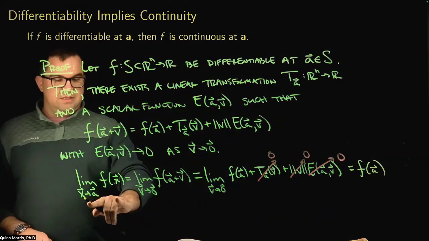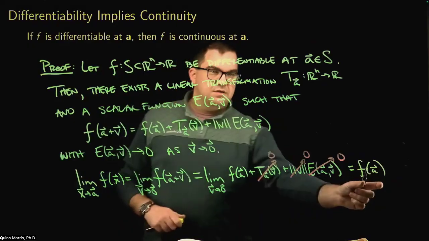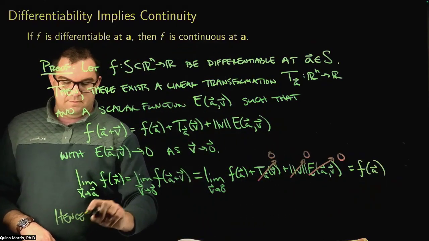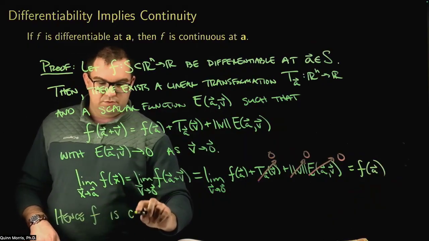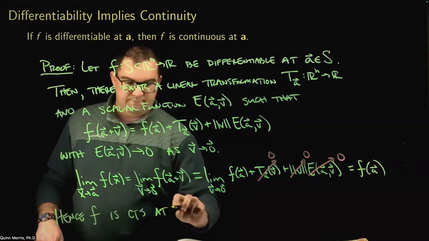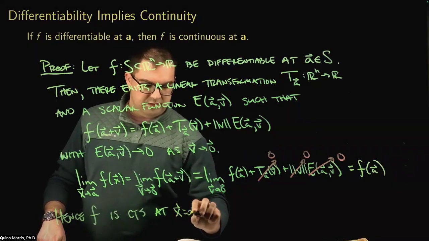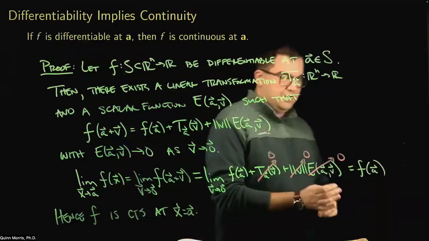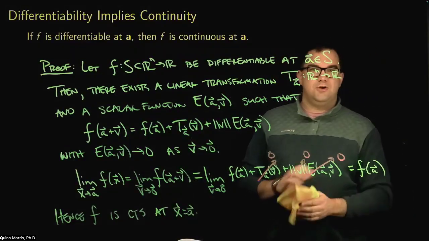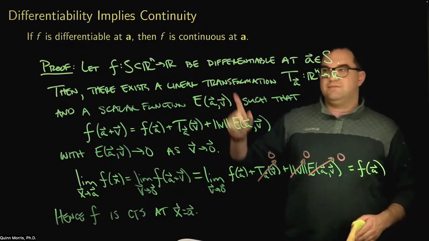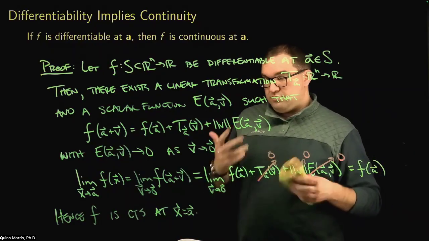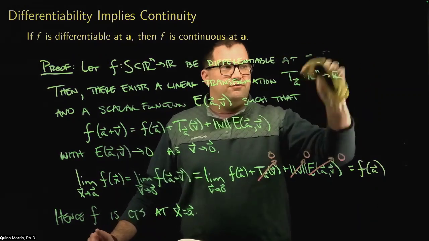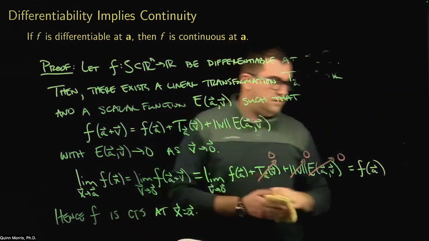And so what I have here is that the limit as x approaches a of f of x is just equal to f of a, and hence f is continuous at x equals a. So again, the nice thing here is that this notion of differentiability actually gives us exactly the theorem that we were sort of worried about, which is that a function which is differentiable at a point must be continuous.